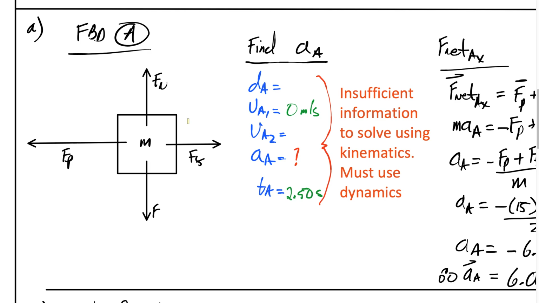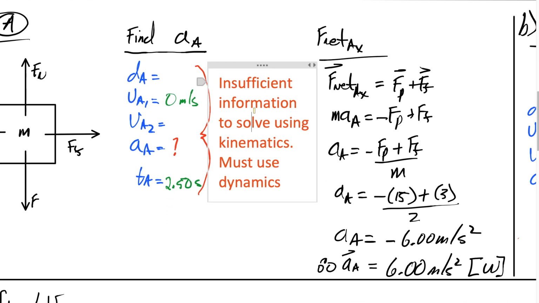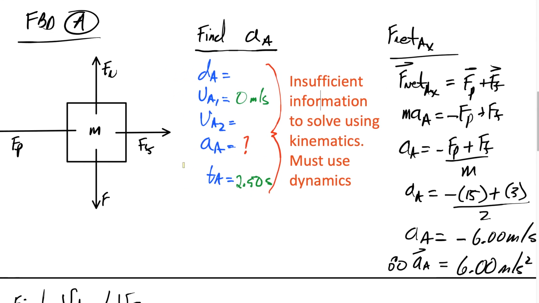So drawing a free body diagram for section A, note that FP is larger in magnitude than the force of friction. So therefore, we should expect a negative acceleration in this case. And once again, we do not have enough kinematics information to solve for the acceleration in section A because we only have vA1. And again, that 0 meters per second was an assumption. And we have the time. So we must look towards dynamics again.